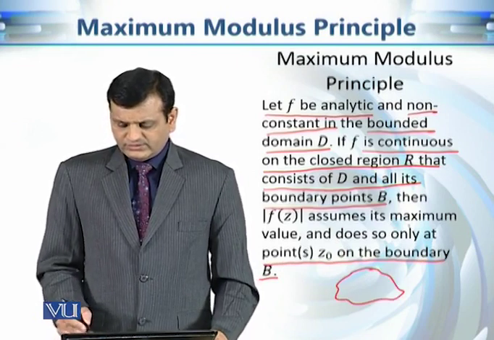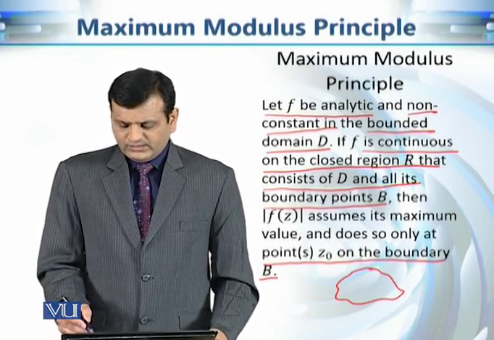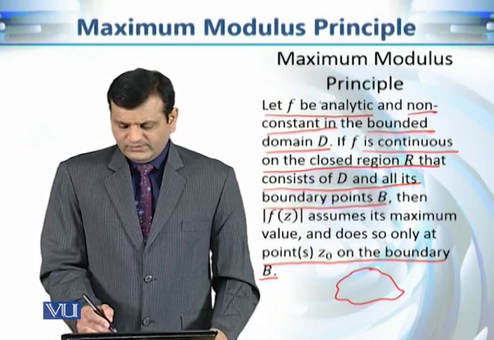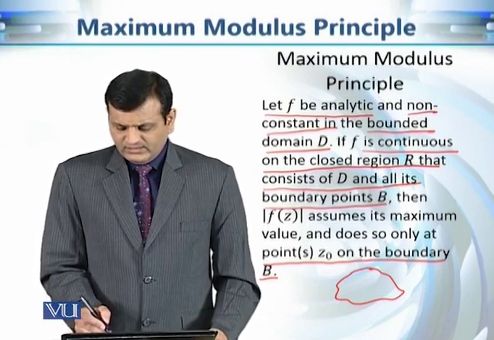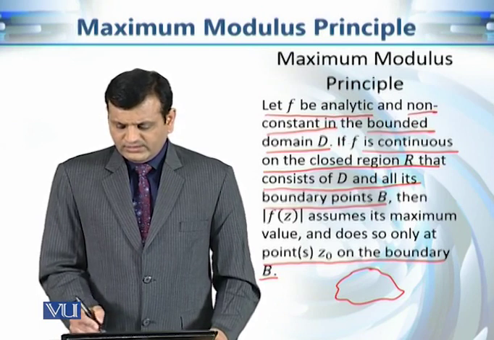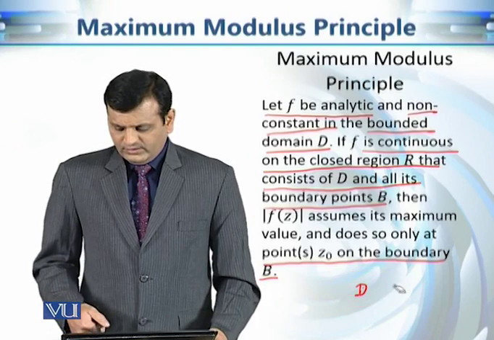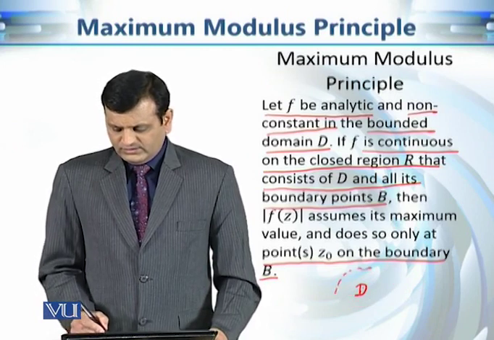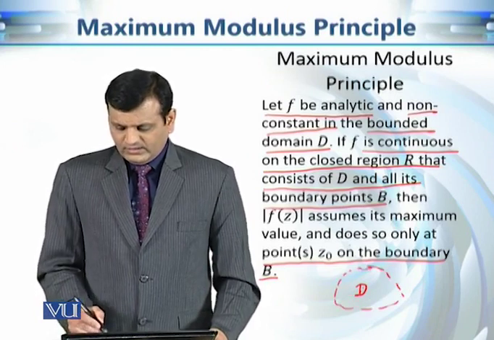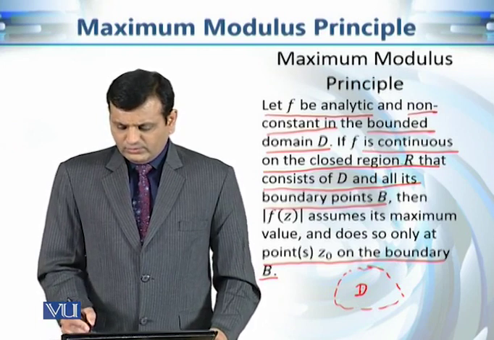So what are the conditions? First of all, we are imposing a condition on the function. So the first condition is f is analytic and non-constant in the bounded domain D. Okay, so this is the domain D, and remember in this case the domain D does not include this boundary. Okay, f is continuous on the closed region R.